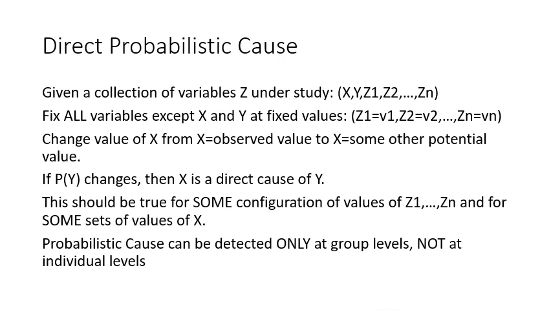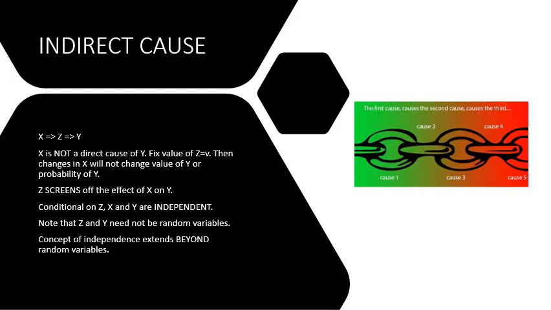And note that this cannot be detected by one example, but we need to replicate this study for several cases and see what happens to y when x changes. And if we find that the probability of y occurrence changes, then we will say that x is a direct probabilistic cause of y. Now, if x affects y through a variable, so x causes z, x is a direct cause of z, and z is a direct cause of y, then x is not a direct cause of y.